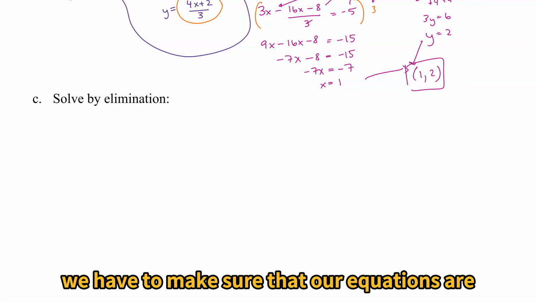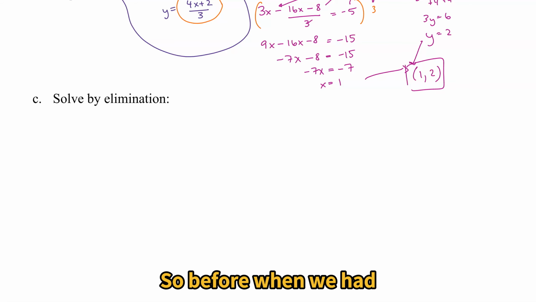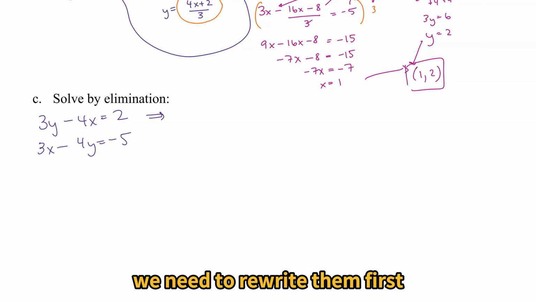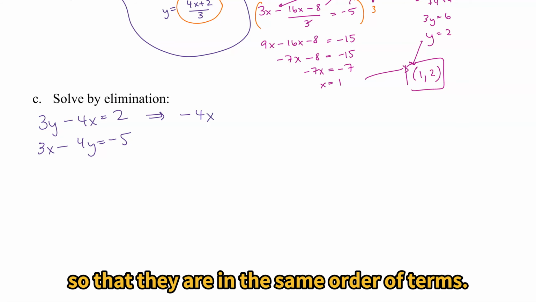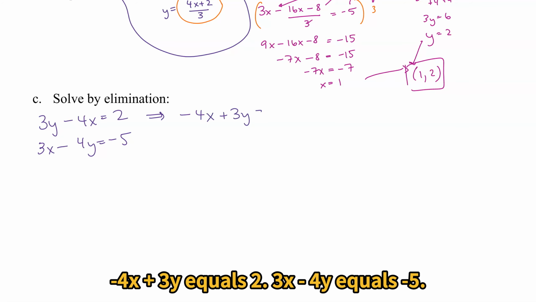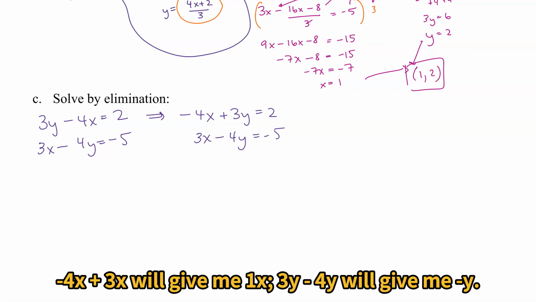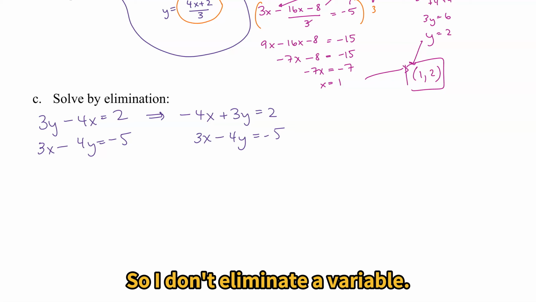To do elimination, we have to make sure that our equations are in the same order. So before, when we had 3y minus 4x equals 2 and 3x minus 4y equals negative 5, we need to rewrite them first so that they are in the same order of terms. Negative 4x plus 3y equals 2, 3x minus 4y equals negative 5. If I try to add these equations right now, negative 4x plus 3x will give me 1x. 3y minus 4y will give me a negative y.